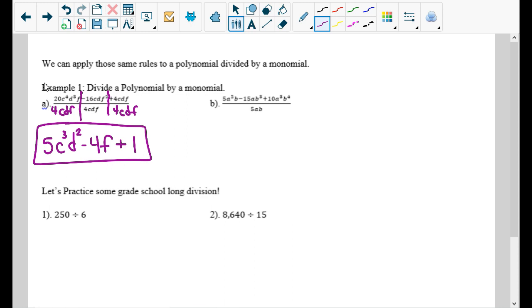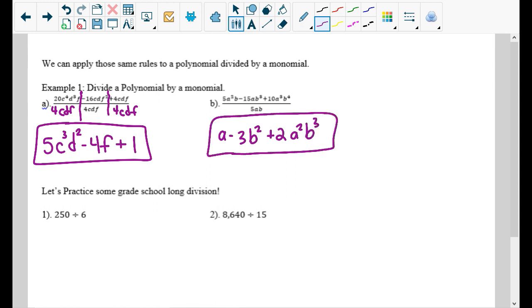So 5 divided by 5 is 1. A squared divided by a, 2 minus 1 is just a. B divided by b is 1. So just an a in that first term. Second term, negative 15 divided by 5 is a negative 3. Get rid of the plus sign, so negative 3. A divided by a is 1. B to the 3rd over b, 3 minus 1 is b squared. And then the last term there, 10 divided by 5 is 2. A to the 3rd divided by a, 3 minus 1 is a squared, and b to the 4th divided by b, so 4 minus 1 is b to the 3rd. And there's my 3 terms.